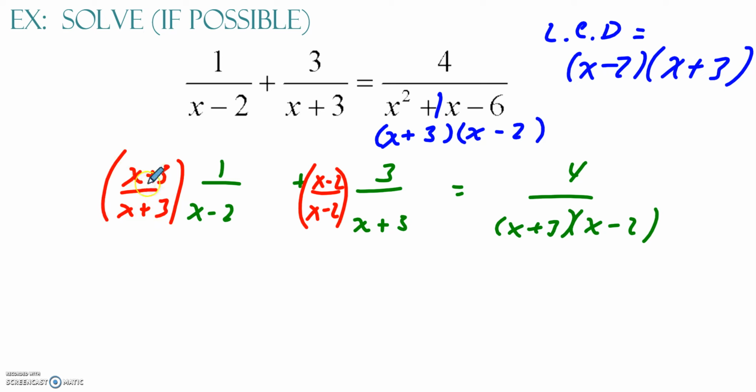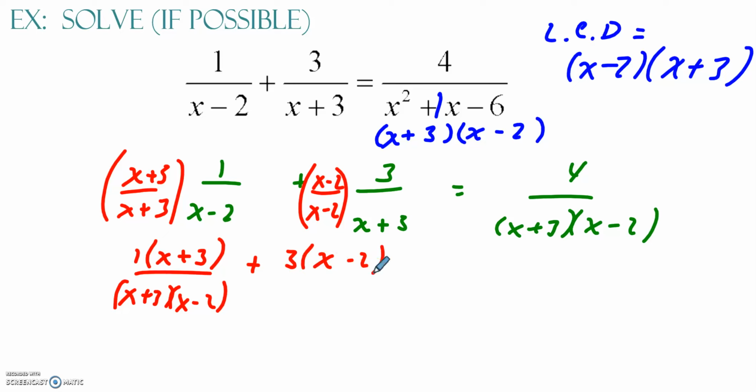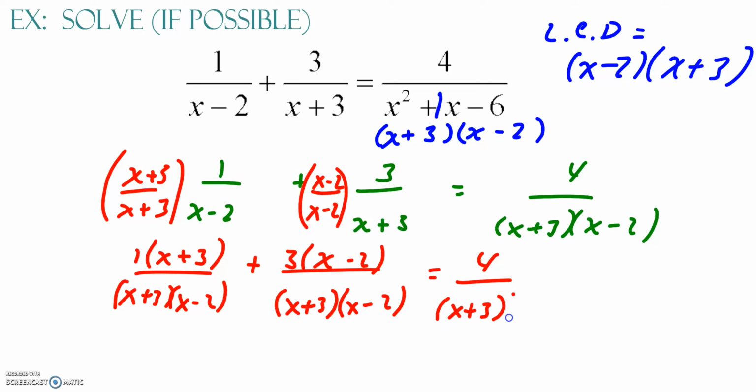Remember that the x plus 3 is different than the x minus 2 because of the different plus and minus signs going on. So what we want to do here is simplify. Let's multiply the 1 into here and the 3 into here and leave our common denominators. So it's really 1 times x plus 3 over x plus 3, x minus 2, plus 3 times x minus 2 over x plus 3, x minus 2, equals 4 over the same LCD.